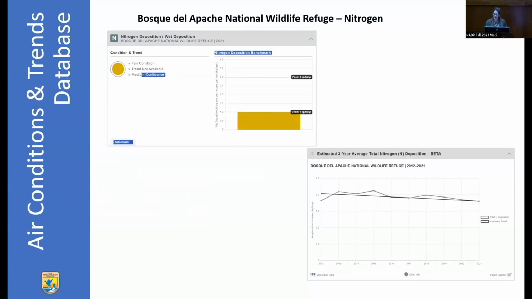And then to look at the data from the Air Conditions and Trends database, this is generated from the NADP monitor located at Bosque del Apache National Wildlife Refuge. It's a fair condition for ecosystem health. It's based on the 5-year average estimated wet nitrogen deposition of 1 kilogram per hectare per year. No trend information is available because there are not sufficient on-site monitoring data, and the degree of confidence is medium. The bottom figure shows the 3-year average of estimated total nitrogen deposition in kilograms per hectare per year. Total nitrogen is declining, I think you can see that, and that indicates an improving trend.